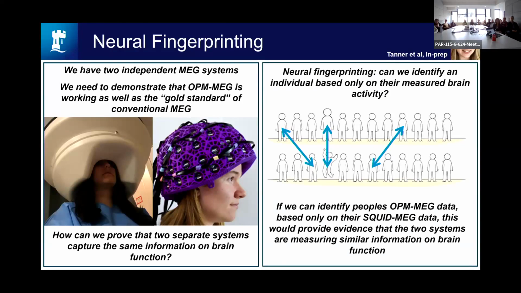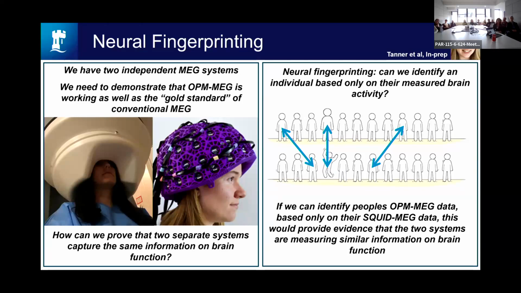Has anybody heard of neural fingerprinting? This is the idea that if I scanned all of you and then I scanned all of you again tomorrow, I could just use the data and see who was who. Your brain activity is a unique signature of you.